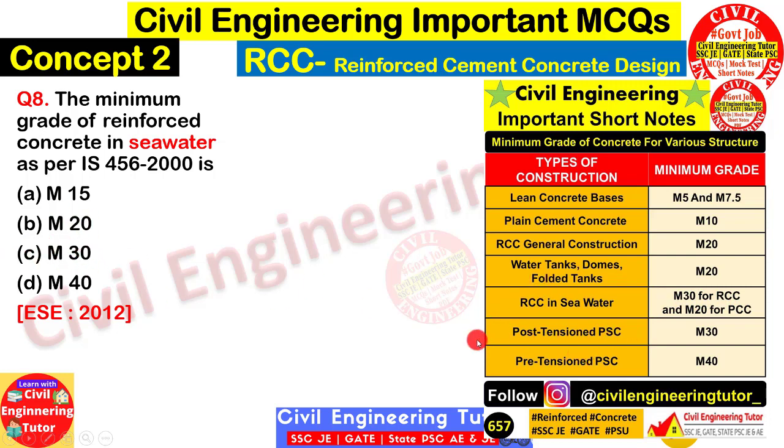But you have to remember these two options also. The minimum grade for post-tensioned prestressed concrete is M30, and for pre-tensioned PSC, that means prestressed concrete, it is M40. These questions are generally asked, so you have to remember these things. And again another question: what is the minimum grade of concrete for RCC in general construction? That is M20. Sometimes it is also asked what the minimum grade for water tanks is. This is also M20. So you have to remember these things also.